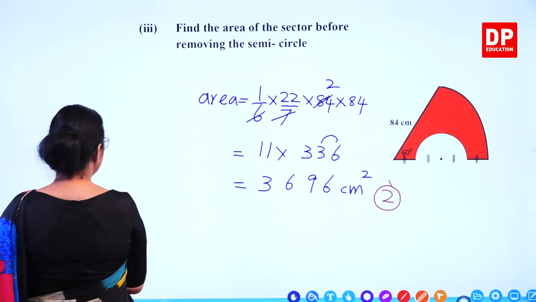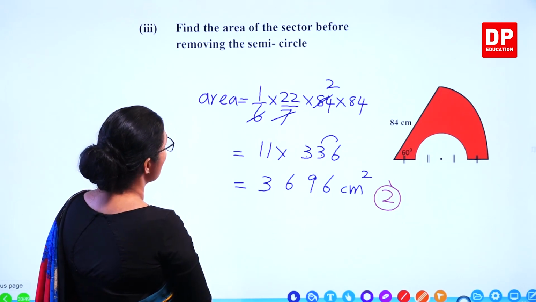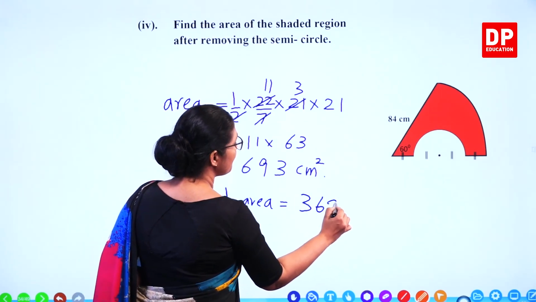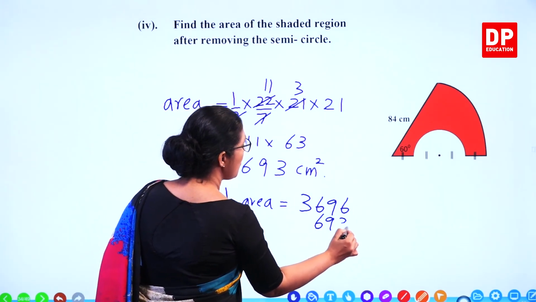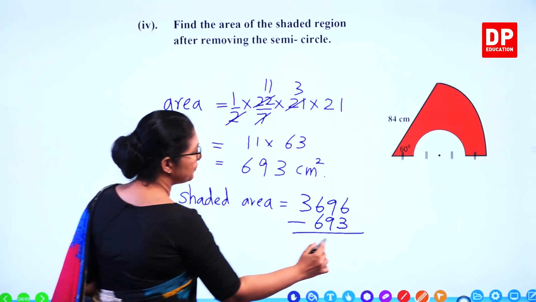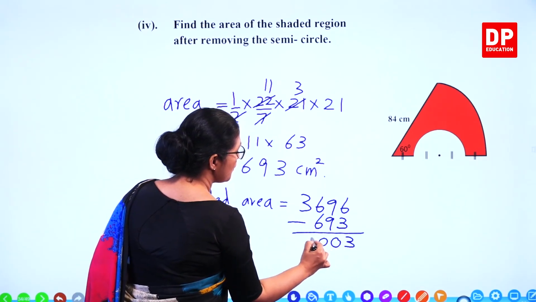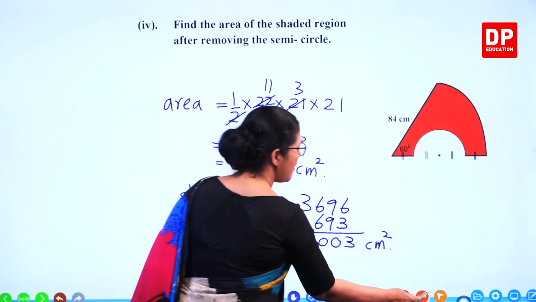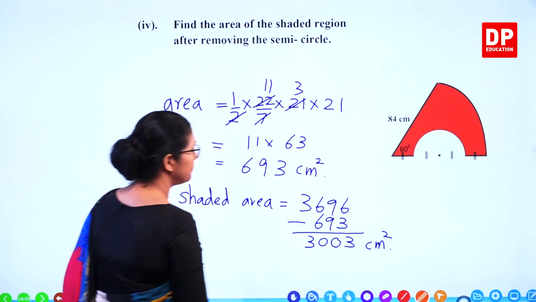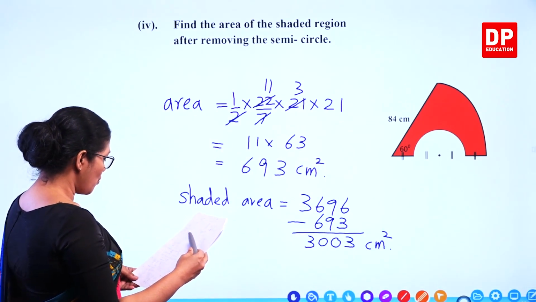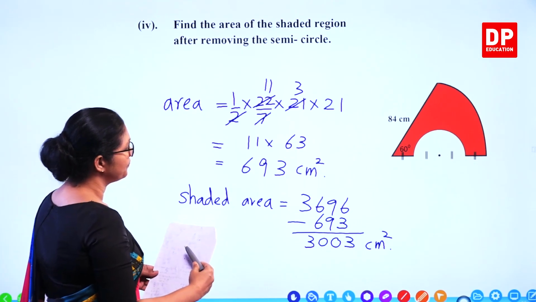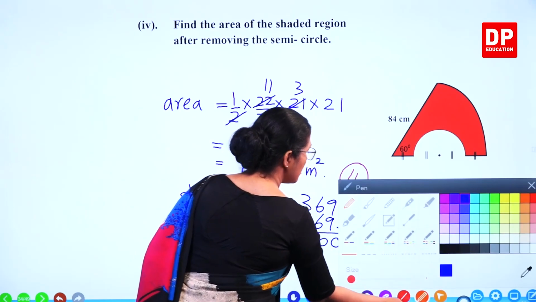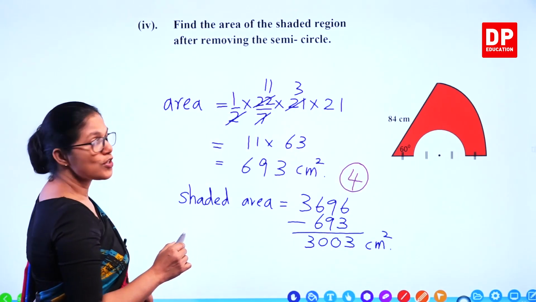So the shaded area becomes, what's the full area? 3,696. 693 you have to remove. Subtract. 3003 square centimeters is the area of the shaded part. So you are getting 4 marks for that. So we give 10 marks for the whole question.